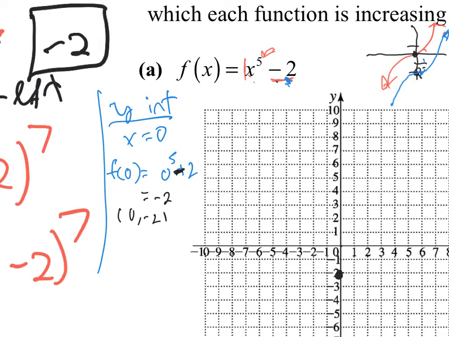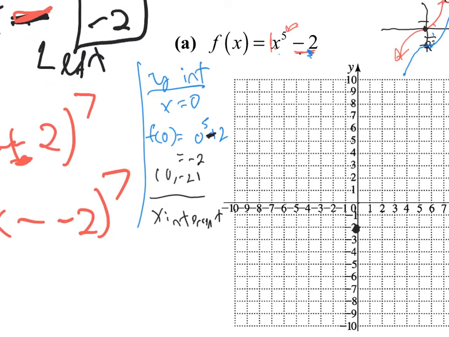Now what do I do? I talk about the x-intercept, if I can find it, if I can get it, or approximate it. That means your y has to be 0. So what I do is I say 0 is equal to x to the 5th minus 2.